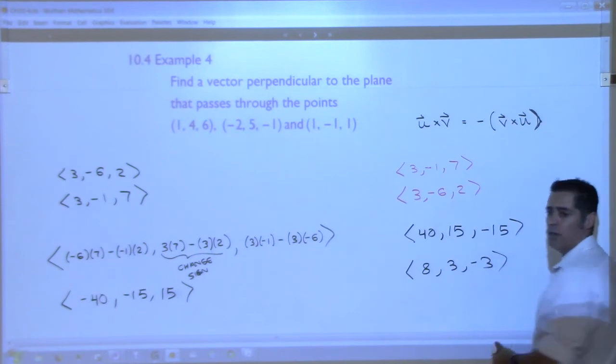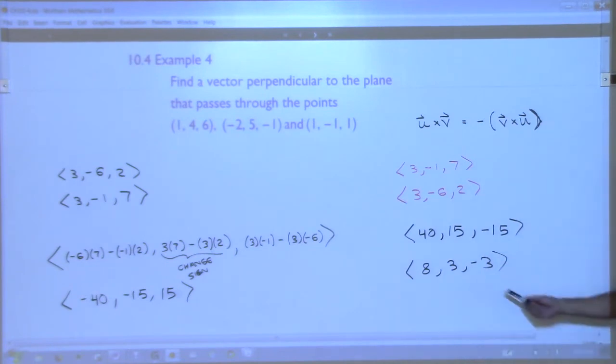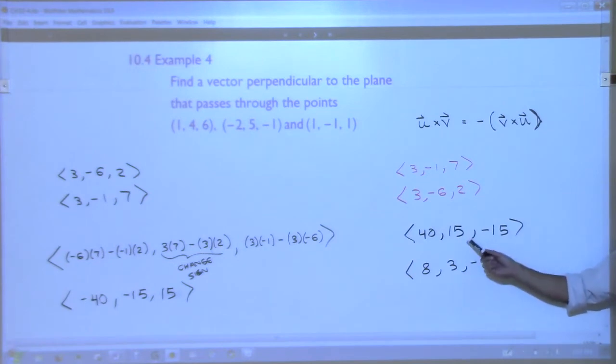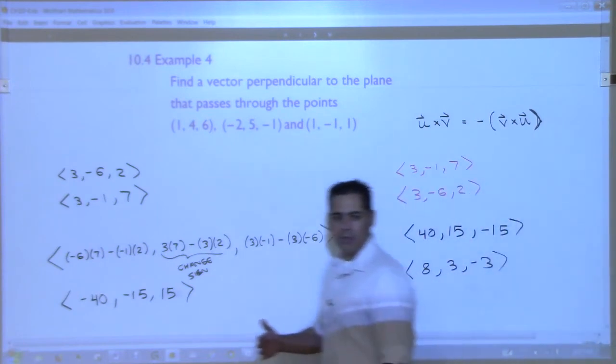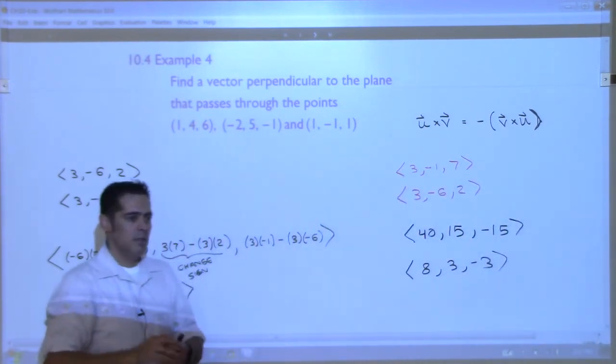Would that answer work? Yeah, that's a scalar multiple of that, right? It's that one divided by 5. So they point in the same direction. They have different lengths, but they point in the same direction. So that is perpendicular to the plane. So there's an infinite number of vectors that are perpendicular, because you can just scale them all.